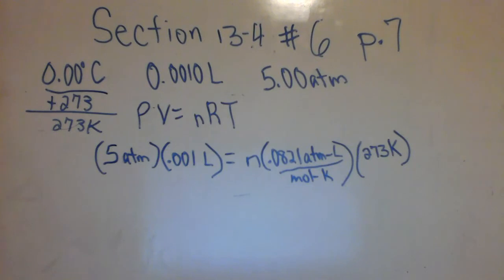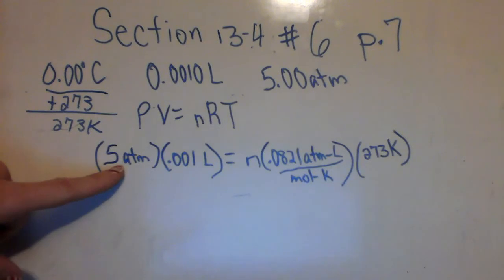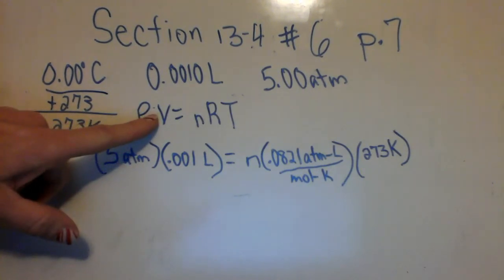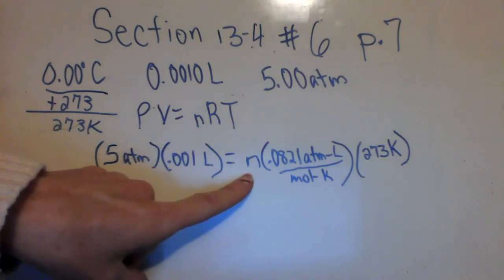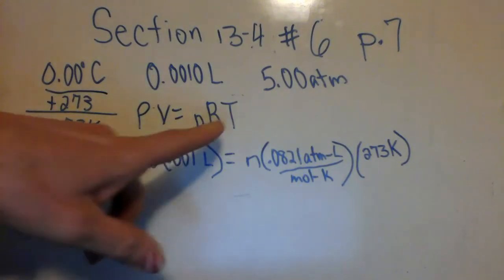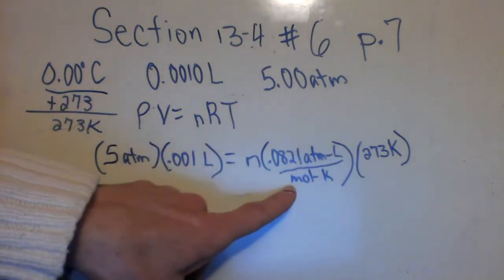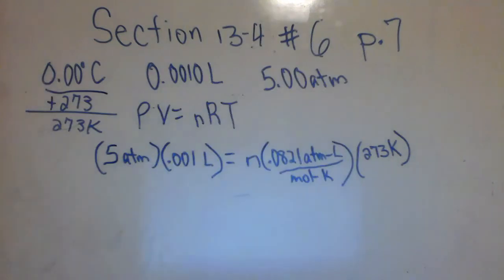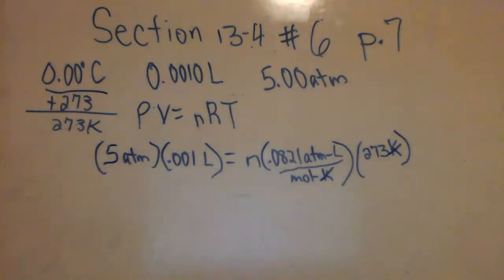Now that we've placed the numbers into their proper spots, P is replaced by 5 atmospheres, V, or volume, is replaced by 1/1000th of a liter, N remains in the equation because N is what we're looking for, the number of moles. R is a constant value, 0.0821 atmosphere liters per mole Kelvin, and the temperature is in kelvins. First thing we can see is that the kelvins cancel one another. We'll start by canceling those out, and then we'll multiply.